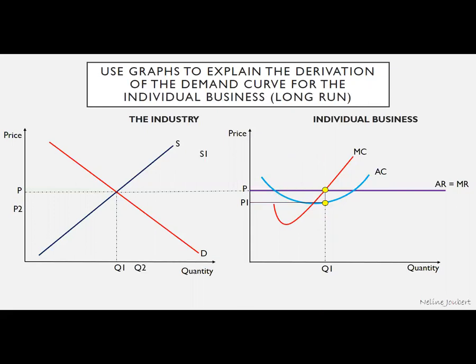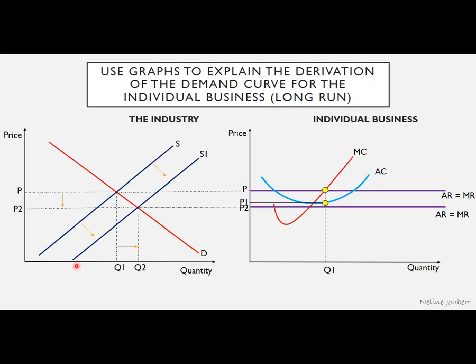Now, in the long run, when other businesses start entering into the market, this means that the supply curve will shift to the right. This also means that there is a decrease in the price of the product, and there is also an increase in the quantity of the product that is being supplied. Now, the individual producer will be forced to sell its product at a lower price, this price 2 over here. He will have to adjust his production methods and become more efficient.